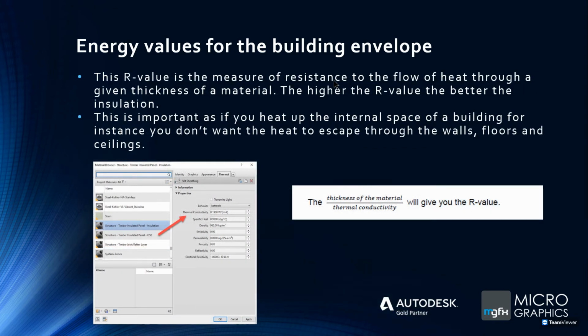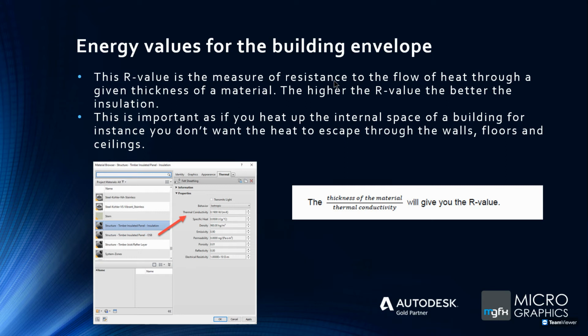Okay, right, so basically the R value is a measurement that determines the transfer of heat through that element. So for instance, in winter you heat up your internal room, and if you've got a low R value, that heat will escape through the wall and windows and that sort of thing. At this point, we just focus on the R values of the walls and the ceilings and the floors.